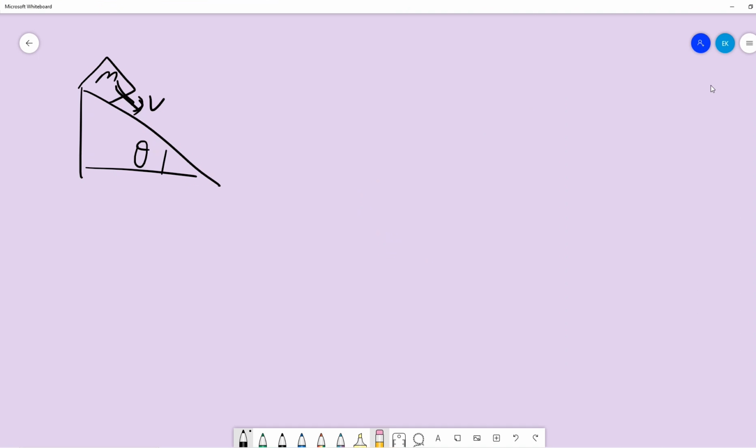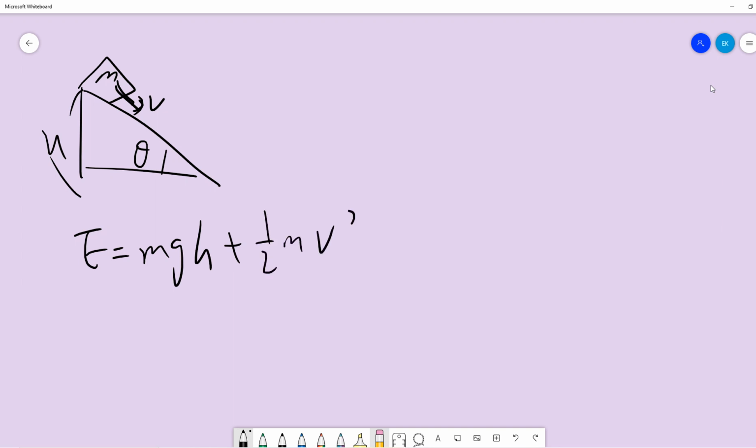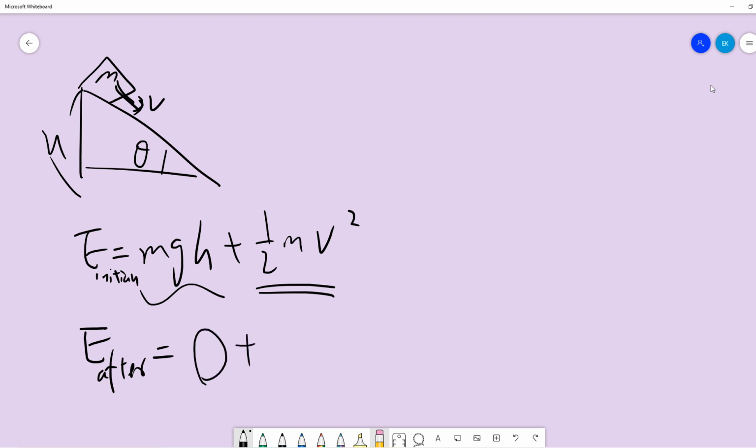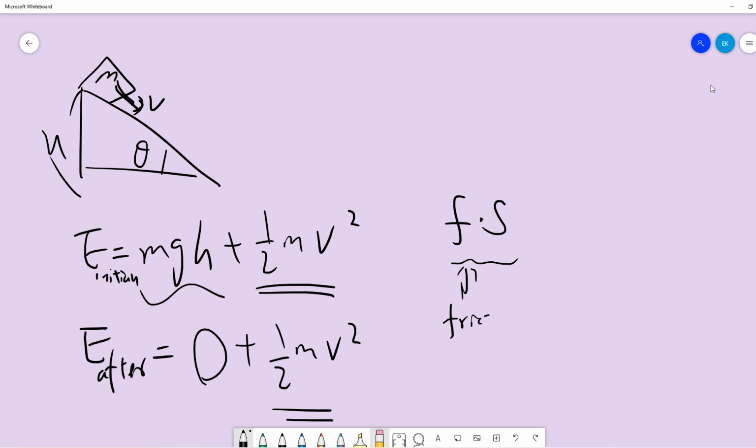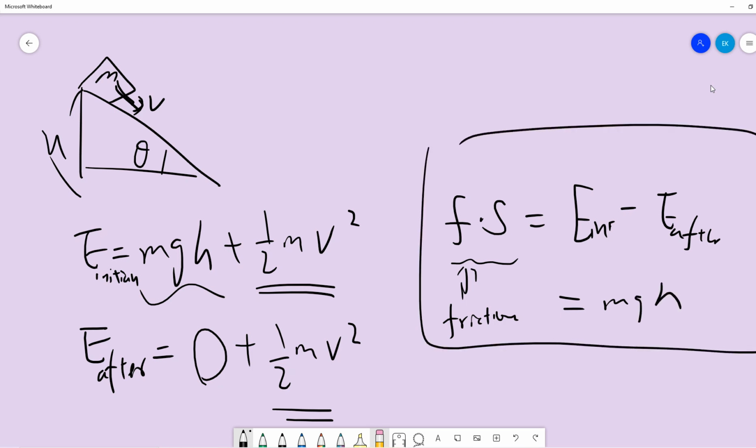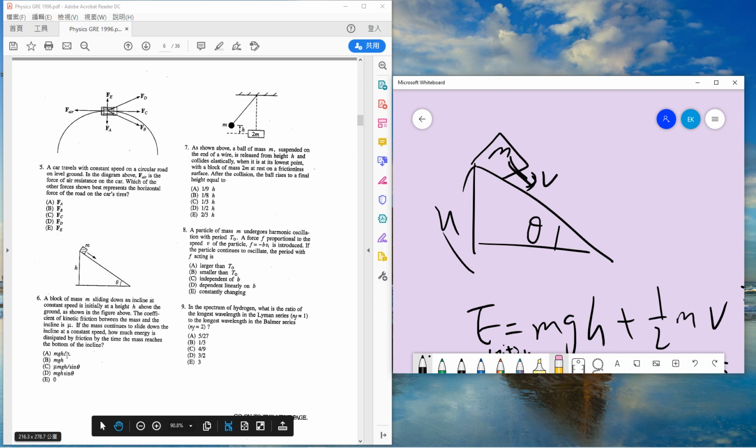So basically you can work out the force and do the integration, but I think it's too complicated. The total energy is mgh plus the kinetic term. After this, the initial mgh becomes 0, and the kinetic term is the same because the velocity is the same. So the energy dissipated by the friction is just the initial minus after, so just mgh. So energy conservation tells me the answer is B.